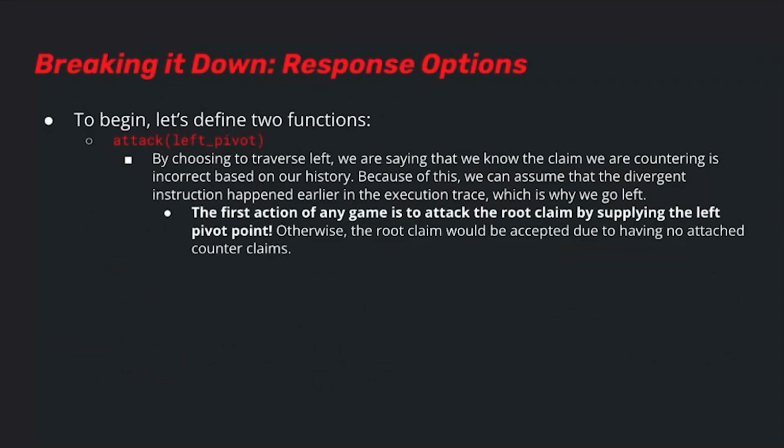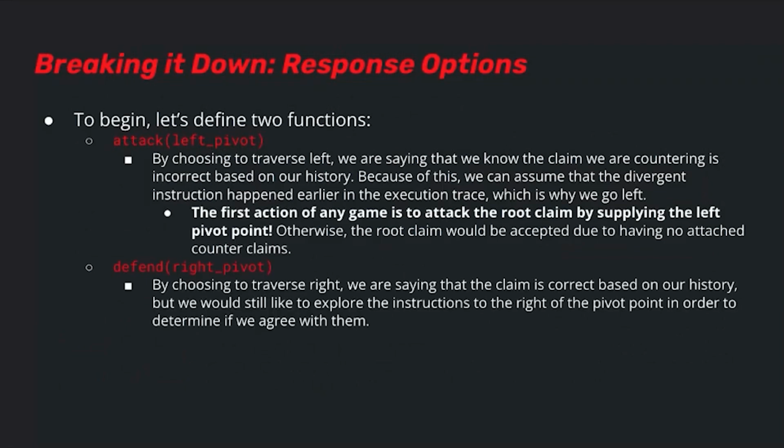And so, again, all in bold, the first action of any game, the opening move, is to attack the root claim by supplying that left pivot. Otherwise, the root claim would be accepted due to having no attached counterclaims. And we also have this other option, which is to defend a claim by supplying a right pivot. Defending a claim is basically saying that that claim is correct based on our history. But we would still like to explore the instructions to the right of the pivot point in order to determine if we disagree with them. So if we agree at instruction number 50, once again, we have no concept of whether or not we agree from instruction 51 to 100. We have to keep going right in order to figure that out.